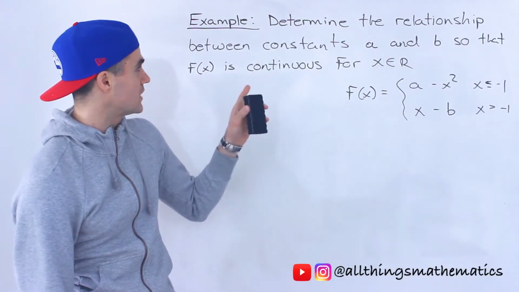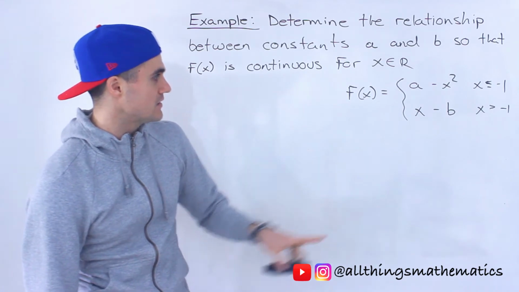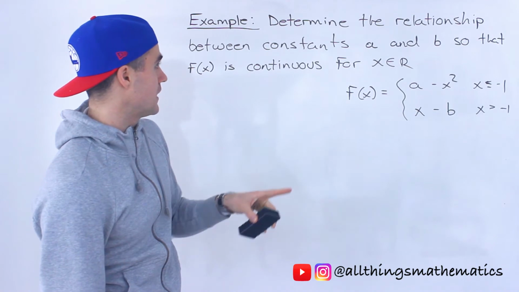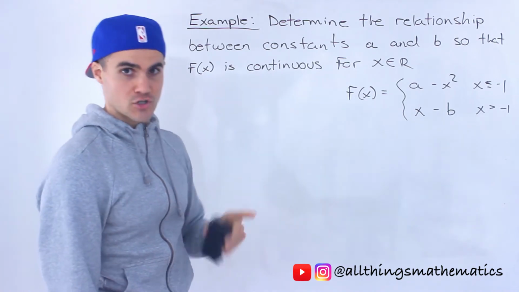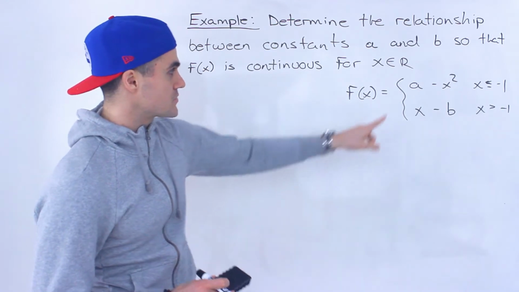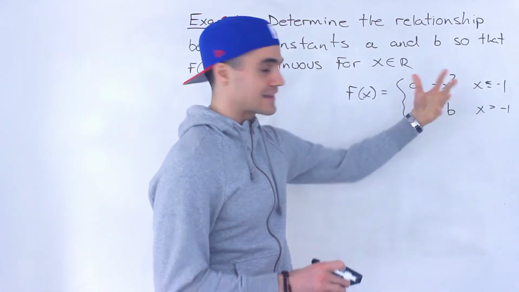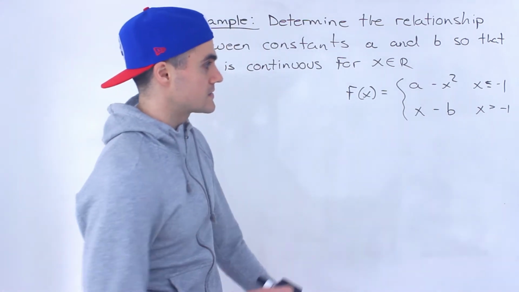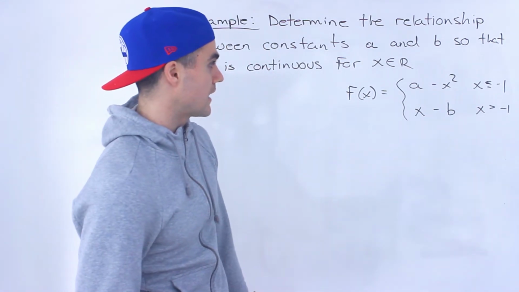We have to determine the relationship between constants a and b. Notice a and b are here in this piecewise function, in order for that piecewise function f of x to be continuous for all x values. So notice we have a minus x squared when x is less than or equal to -1, and then we have x minus b when x is greater than -1.